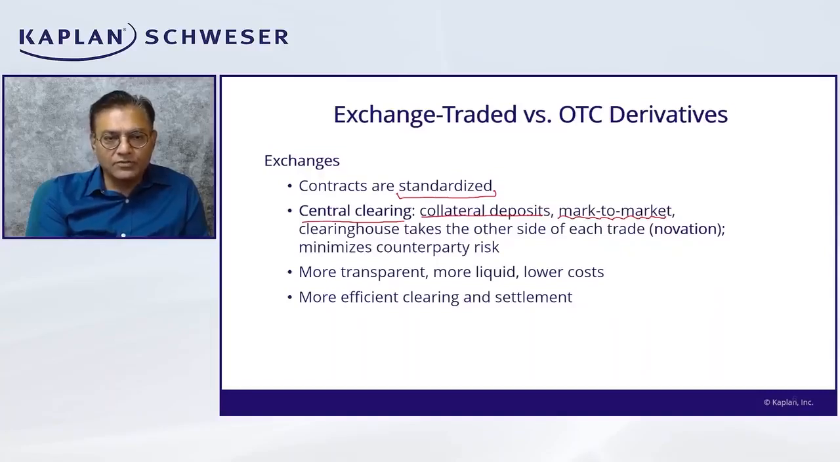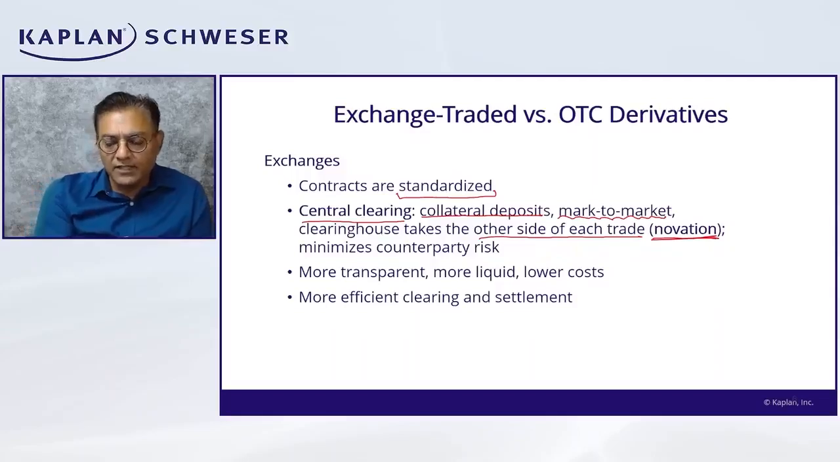So the clearinghouse basically takes the opposite side of every trade. We'll talk about novation. That is a label used when the clearinghouse takes the opposite side of every trade. So typically there is a contract that involves a buyer and a seller. Well, that contract is broken up, and the buyer will then trade with the central clearing, and the seller will similarly enter into a separate contract.